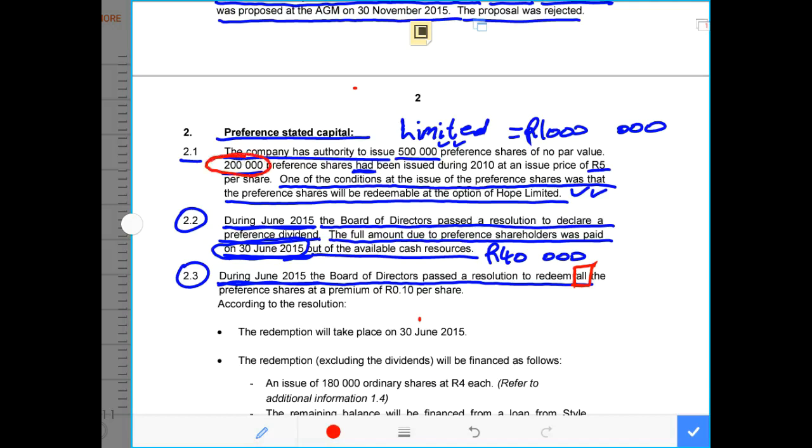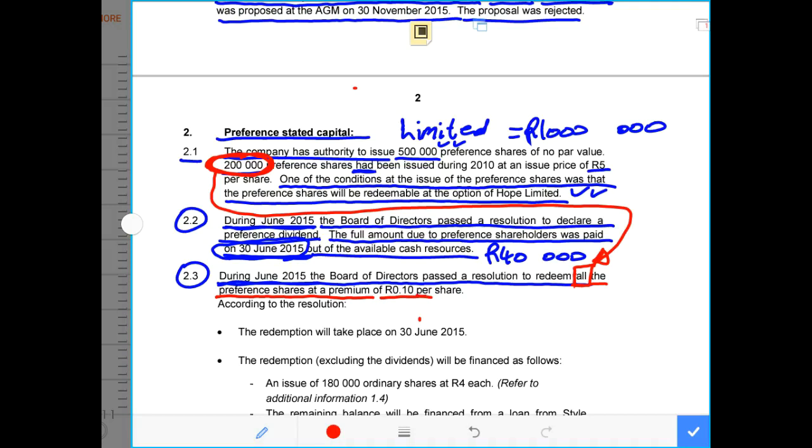There, 200,000, I'm circling. So when they are saying all, they are referring to the 200,000 preference shares that were issued, because these are the only preference shares that were issued. So when they say all, that means all the 200,000 shares were redeemed. That means we have to give them back to the preference shareholder. And they say they were redeemed, all of them, at a premium of 10 cents per share.